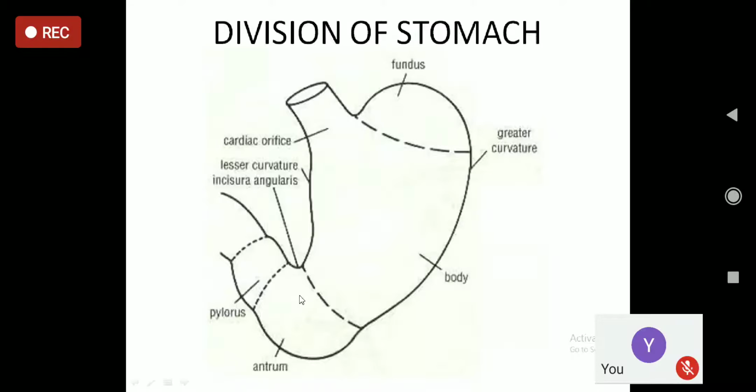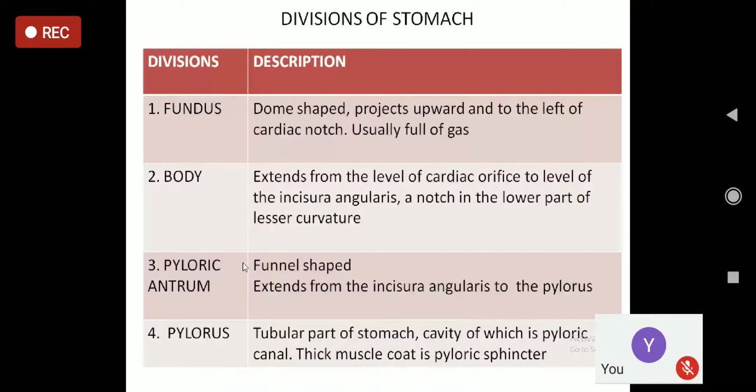So simply, the three parts of the stomach are fundus, body, and pylorus. The pylorus is further divided into pyloric antrum and pyloric canal. Are you clear? This is about the division of the stomach, which is shown in this tabulated form.